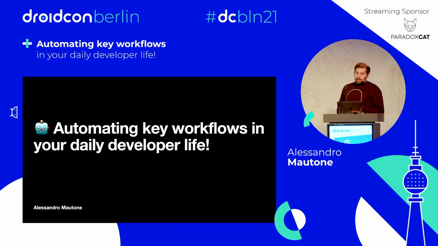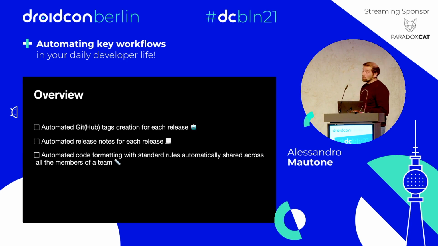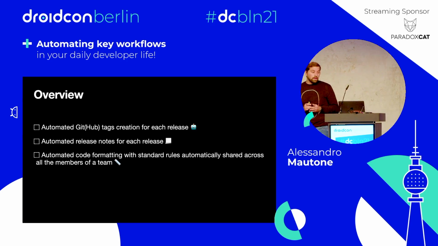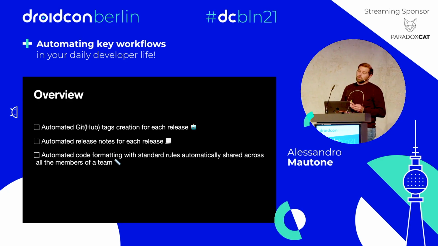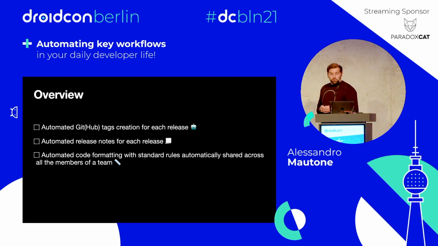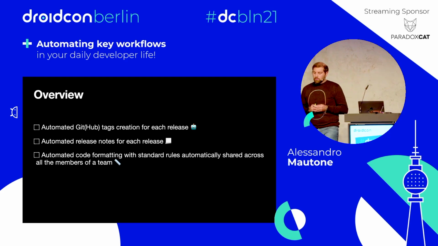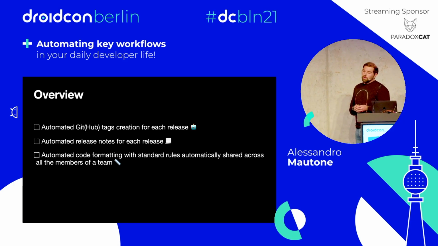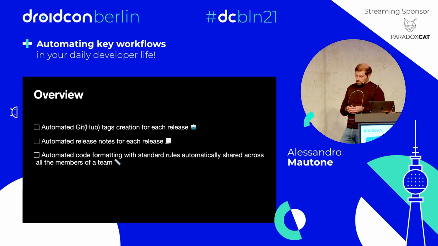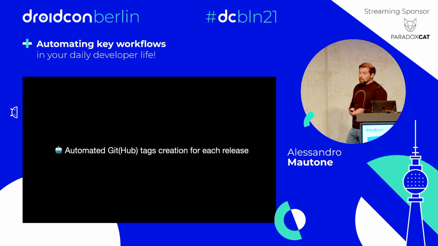So let's start with the actual talk, automating key workflows in your daily developer life. We're going to go through three points mainly. We're going to automate the way we create Git tags for each release, and we're going to see why we call this a release. Then we're going to automate the release notes for those releases as well. And then finally, we're also going to automate the formatting of the code, which is something I believe is pretty cool. So let's start with the first point.